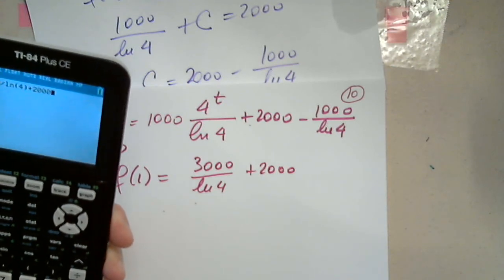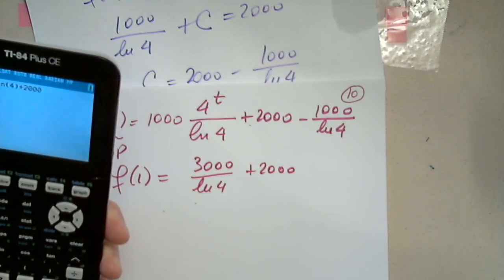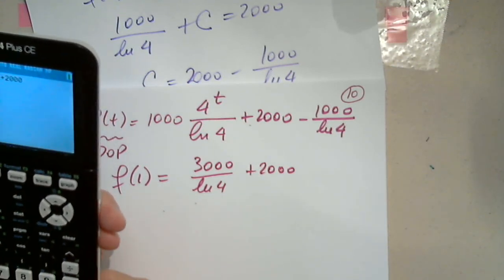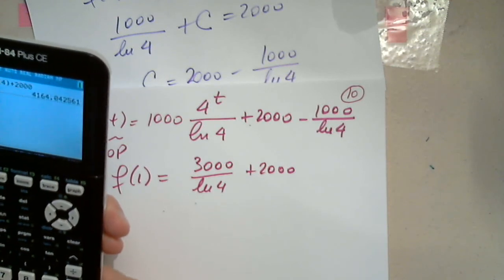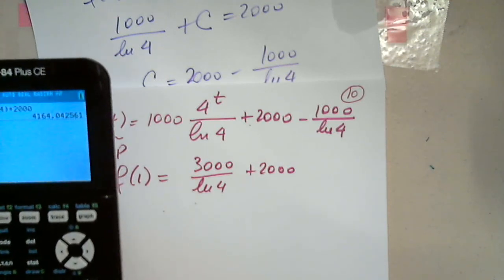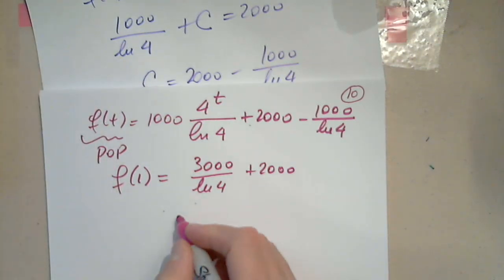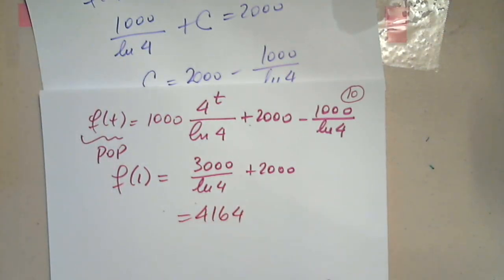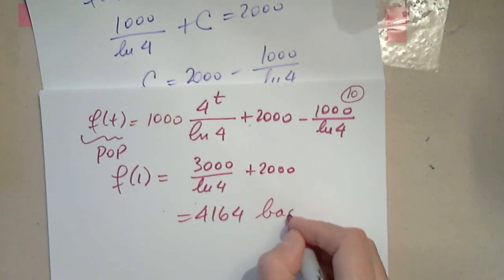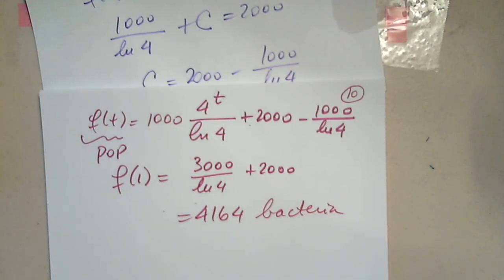And they want a whole number. Okay. So it's a whole number. I got 4,164 because it's bacteria. 4,001, that's why we are not supposed to round up or down. So bacteria after 1 hour. Very nice problem. Thank you. Thank you for picking that.